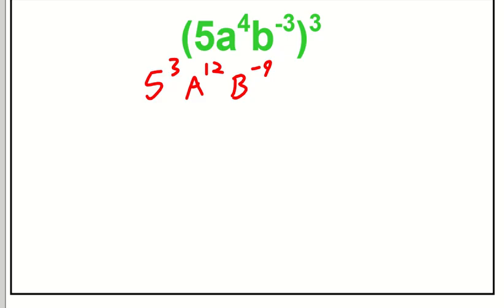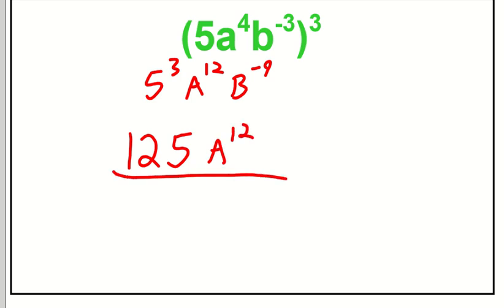So 5 to the third power is 5 times 5 times 5. 5 times 5 is 25. 25 times 5 is 125. A to the 12th, that's positive, so it stays up there. B to the negative 9 means we flip it, and it becomes b to the 9th on the bottom.